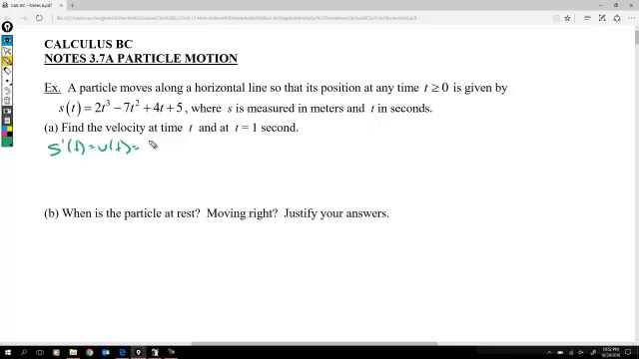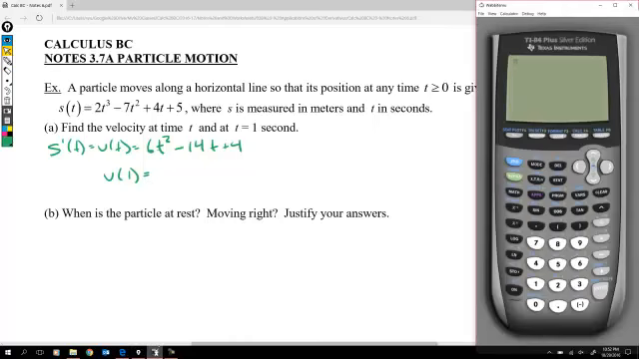So if we take the derivative, the velocity would be 6t squared minus 14t plus 4. So that's my velocity equation. Now they want me to evaluate at 1. And we haven't done a lot of practice with this in our calculators, so I'm going to show you. If we go to our calculator, I already have my original equation in there.